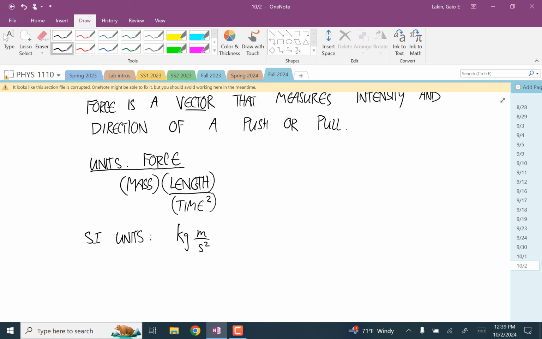And we're going to use force all the time, and this is kind of a cumbersome set of units to keep writing down. So we're going to give this its own name. So 1 kilogram meter per second squared is equal to 1 Newton. So we're going to think of Newton as our measure of force in SI units, and we're going to abbreviate it with a capital N.